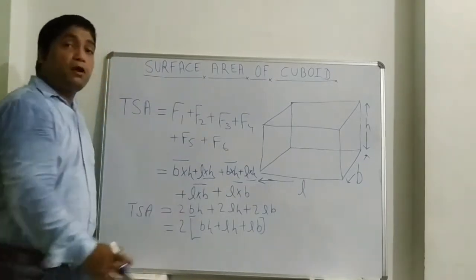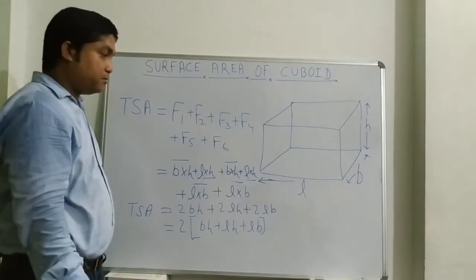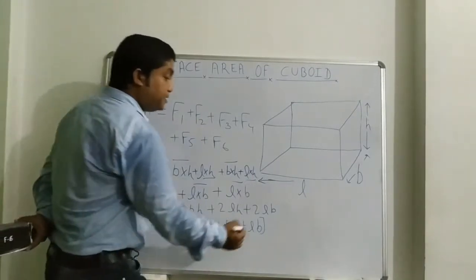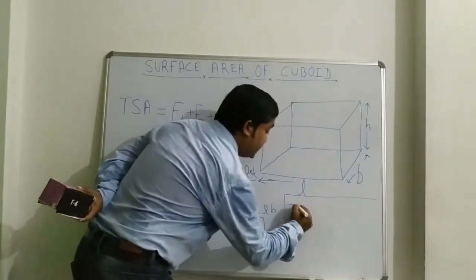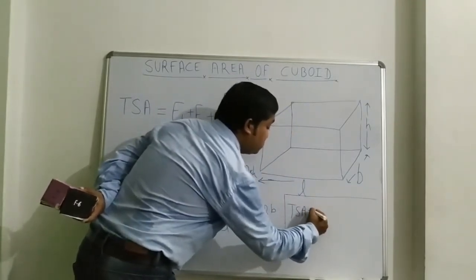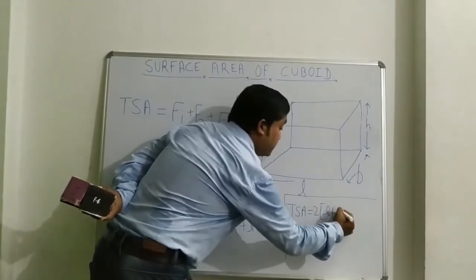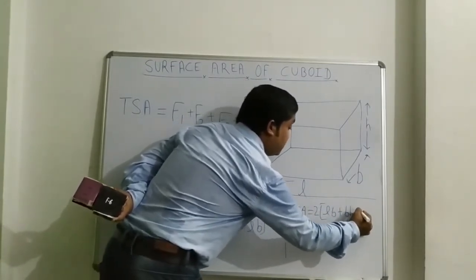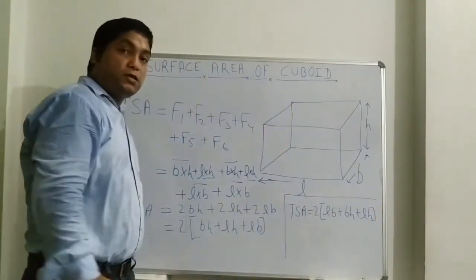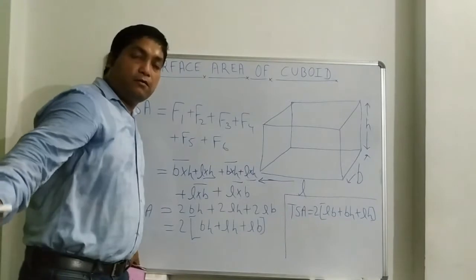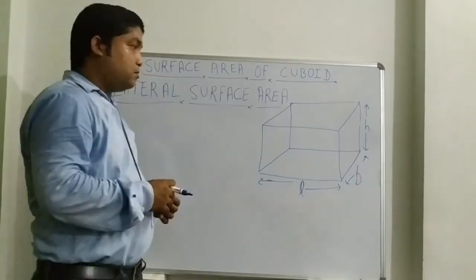This is the formula of the total surface area of a cuboid. We can also write this formula like this: TSA is equal to 2 into (LB plus BH plus LH). This is the total surface area of the cuboid. This is the total surface area of a cube.